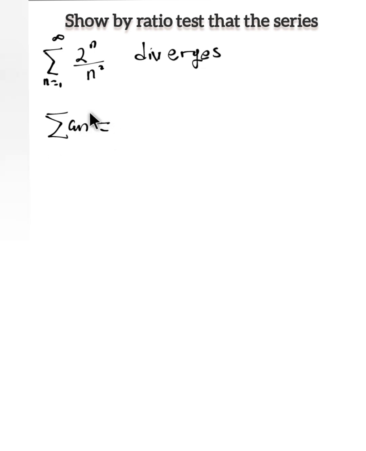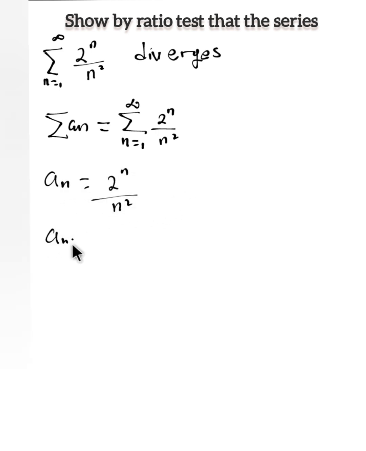Now this series a_n over here is the summation from n equals 1 to infinity of 2^n over n squared. Now a_n is equal to 2^n over n squared. Hence a_(n+1): we're going to substitute n plus 1 in place of n. So that gives us 2^(n+1) all over (n plus 1) squared, equals 2^(n+1) over (n plus 1) squared.